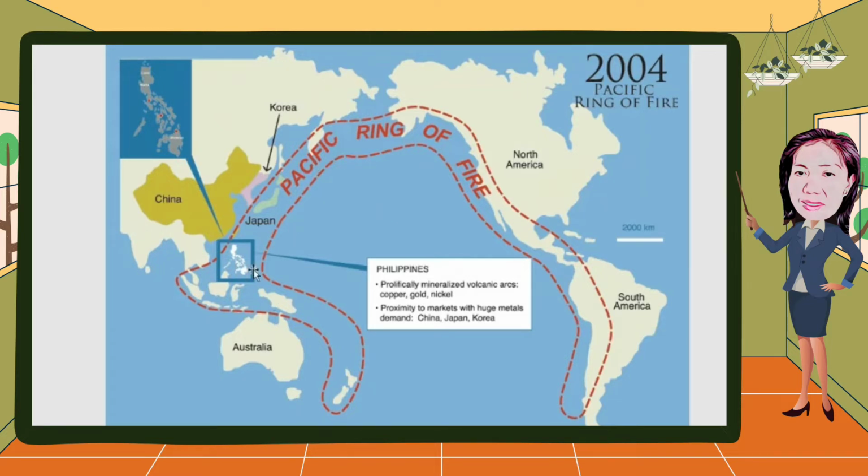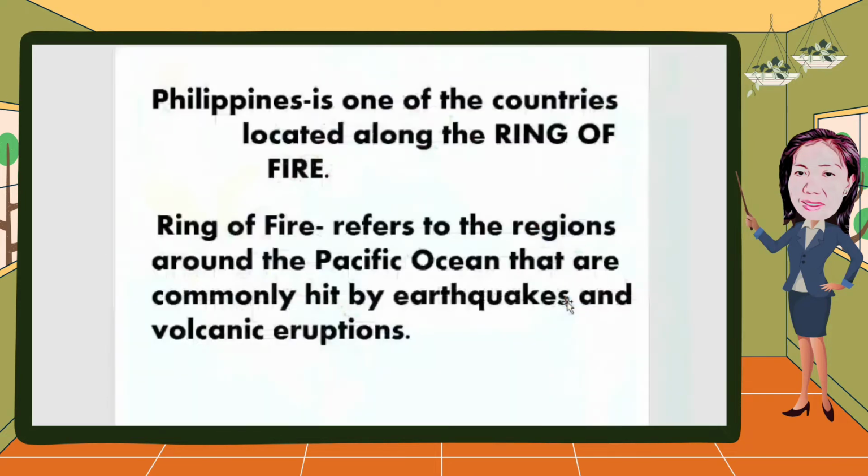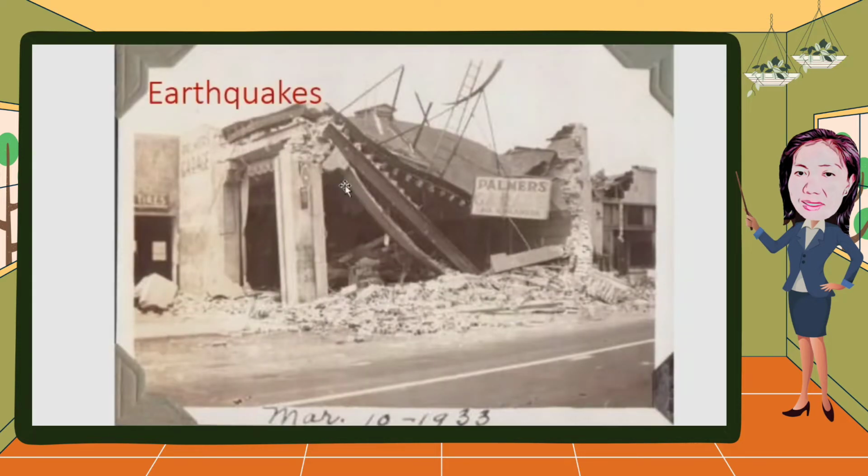So, ito yung Pacific Ring of Fire. So, this is the Pacific Ocean, Pacific Ring of Fire. This is a region where earthquakes and volcanic eruptions frequently occur. So, the Philippines is one of the countries located along the Ring of Fire. The Ring of Fire refers to the regions around the Pacific Ocean that are commonly hit by earthquakes and volcanic eruptions. So, this picture shows the damage done by an earthquake. This was recorded March 10, 1933.